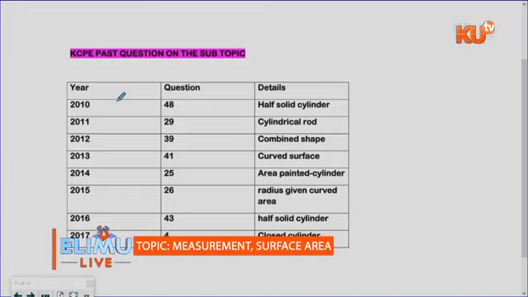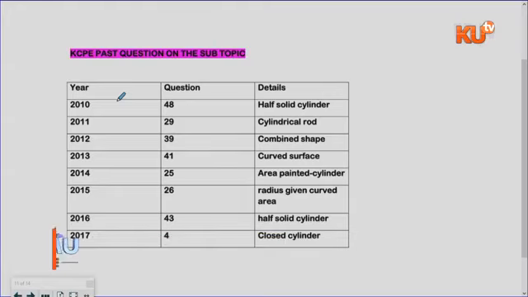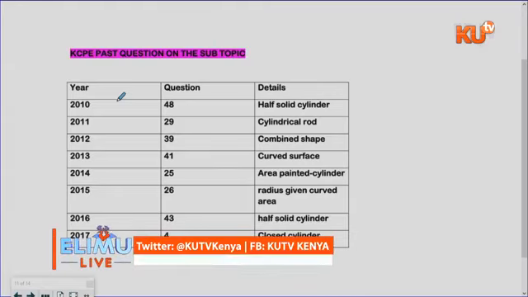Okay, in 2011, the question was on number 29. So we had a cylindrical rod. I'll take you through that. A cylindrical rod is just like a cylinder, so you just find the surface area of a closed cylinder. Now in 2012, the question was on number 39. So it was about a combined shape. We had a cube and a cylindrical rod.